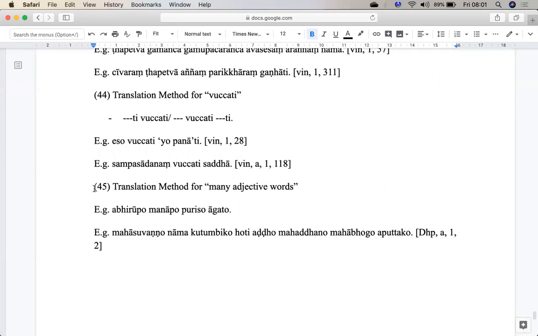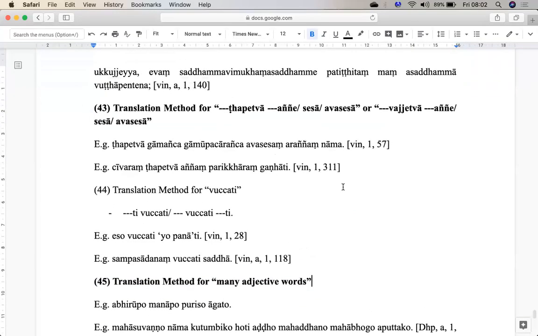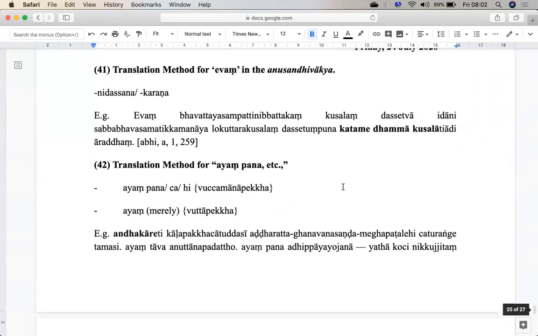The last one is here. Some nouns have more than one modifier. At that time we can understand in another way also. As a modifier it is very easy to understand, but in the other sense also we can understand. So today we will learn these methods. Okay, let's go back to the beginning.